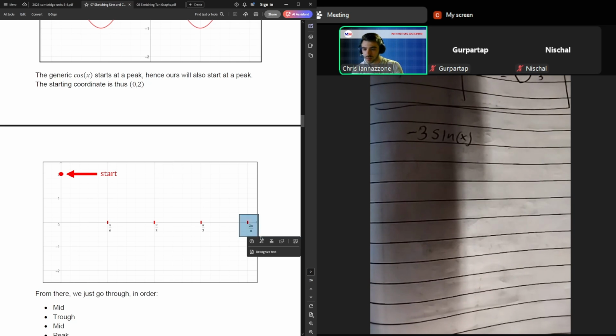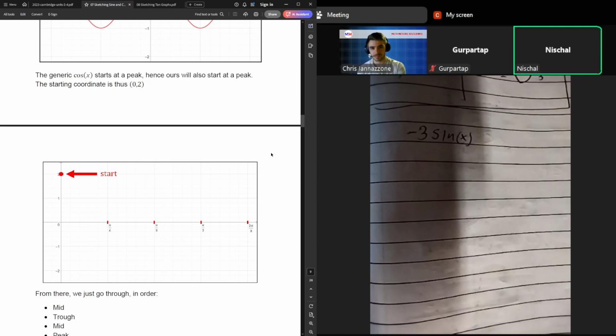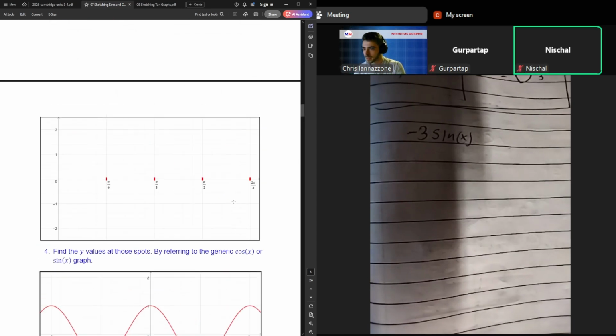So we've just taken our 2 pi over 3, halved it to pi over 3, halved it again to pi over 6, and you've effectively quartered your interval. Is that cool? Yeah, that makes sense actually. Okay. So that's where we're at currently.